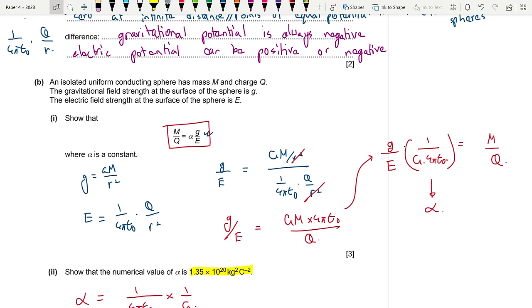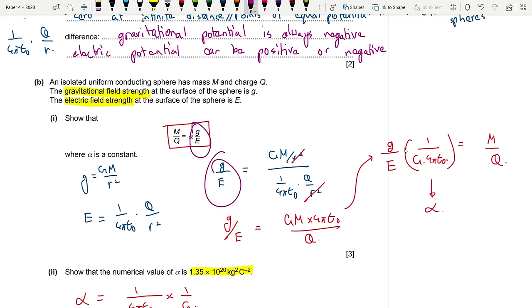So clearly, since they've talked about the gravitational field strength and electric field strength, we need to take those into account. So the formula for gravitational field strength is small g is equal to capital G m by r square, and electric field strength is 1 by 4 pi epsilon naught into q by r square. These are the formulas that you need to have memorized. So as you can see from this formula over here, they have solved this as a ratio of g by e. So can we just do that as well?